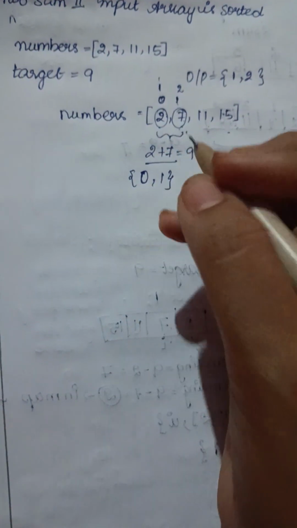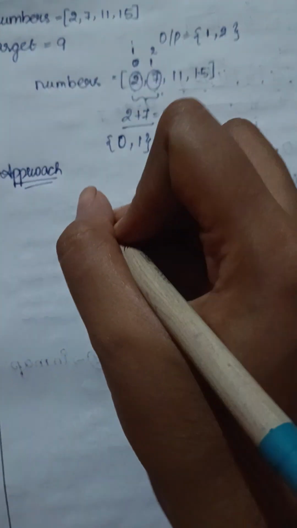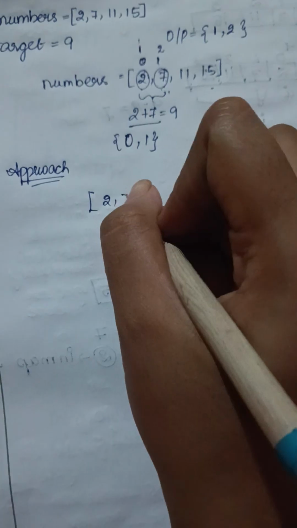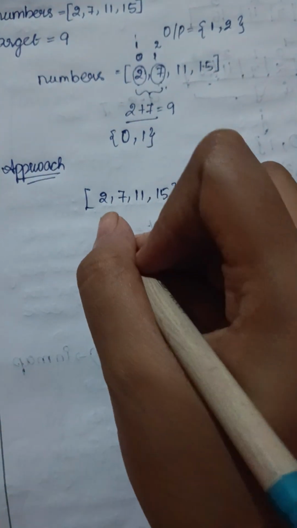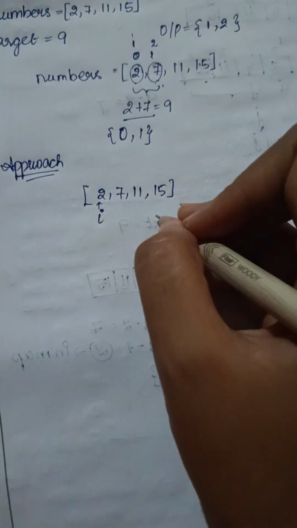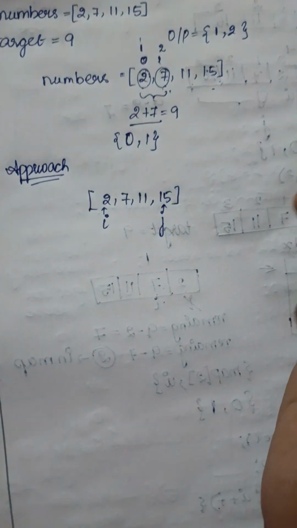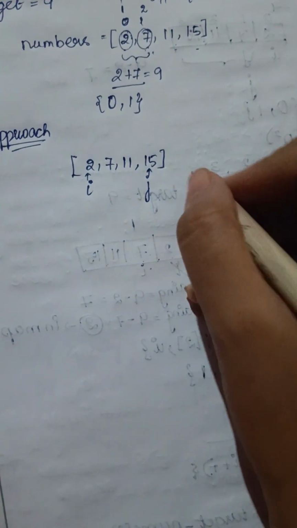So now let's deep dive into the approach of this question. First of all, I'm taking the array 2, 7, 11, 15. I'm maintaining a pointer i, which is at the starting point, and a pointer j, which is at the end.